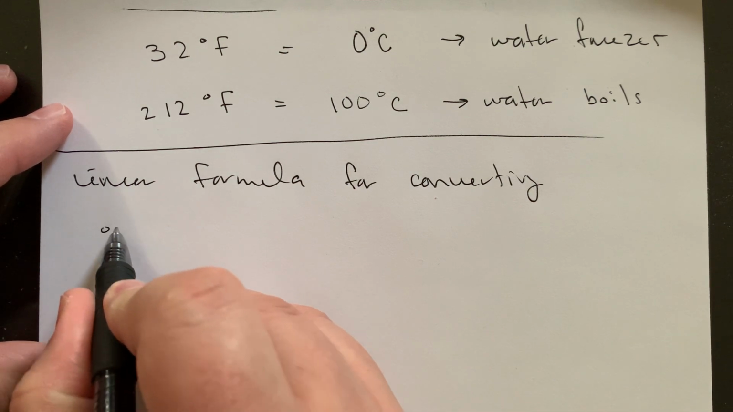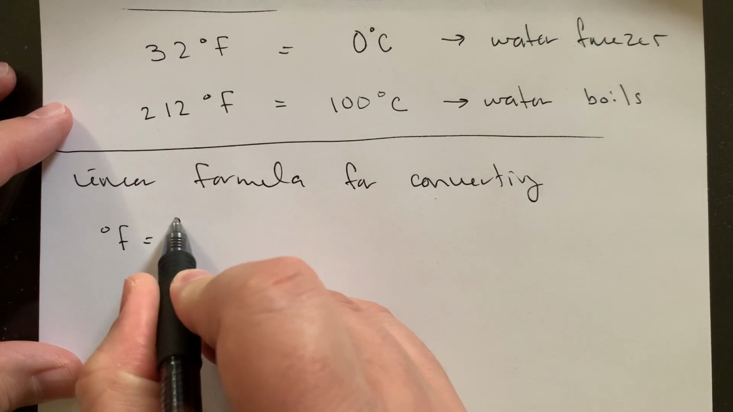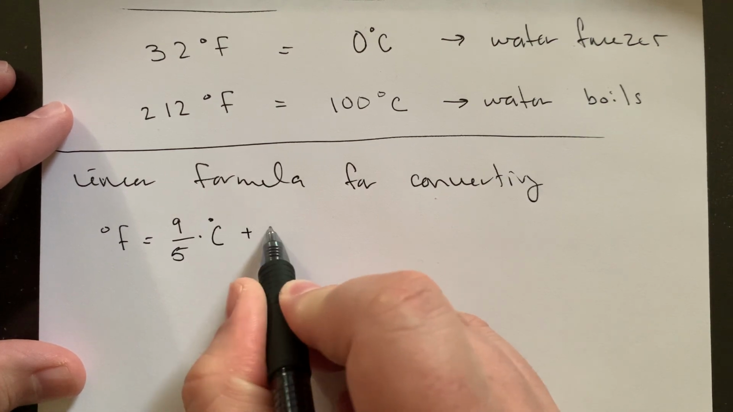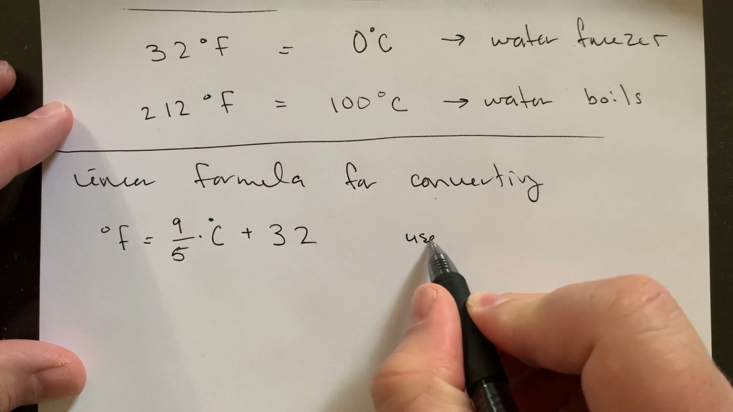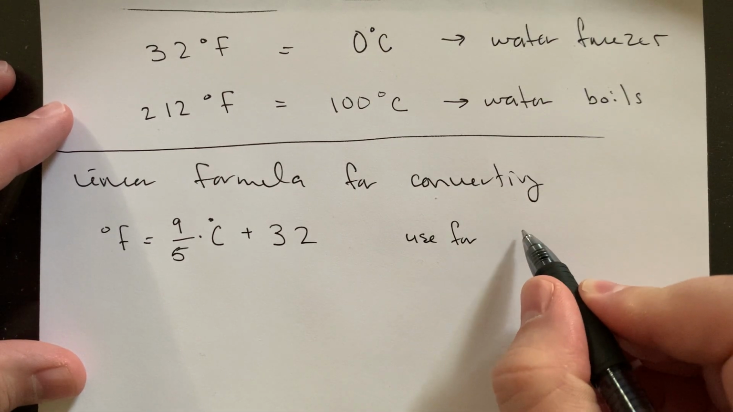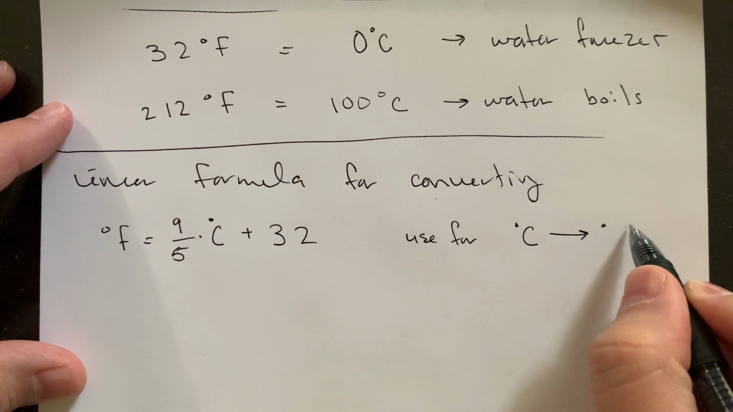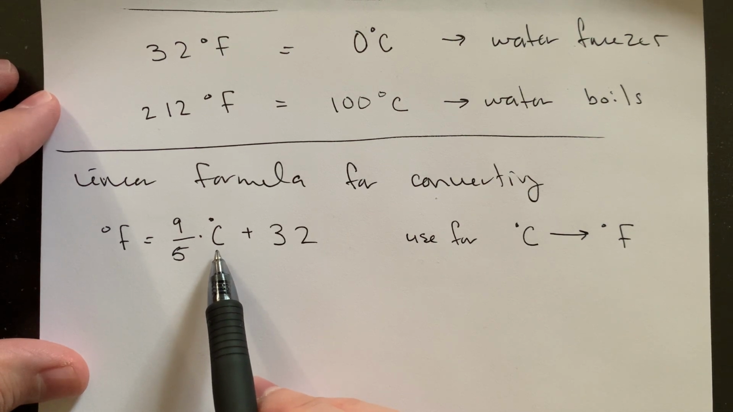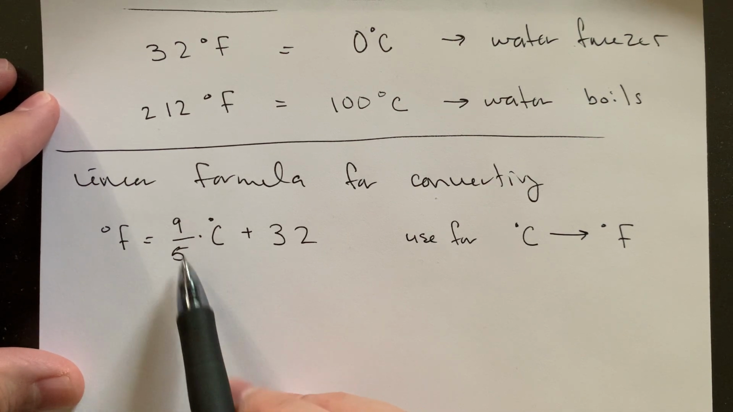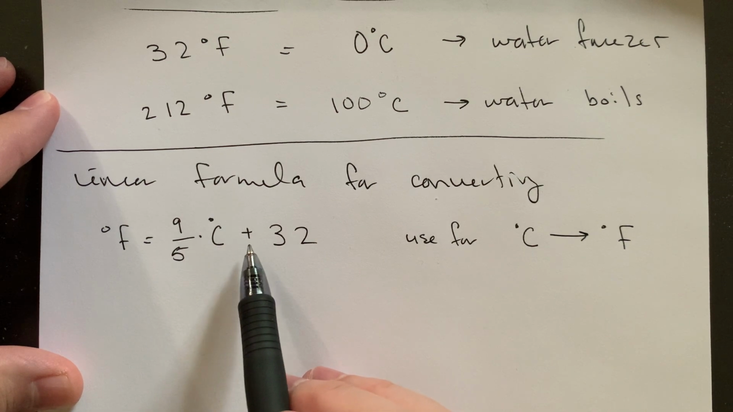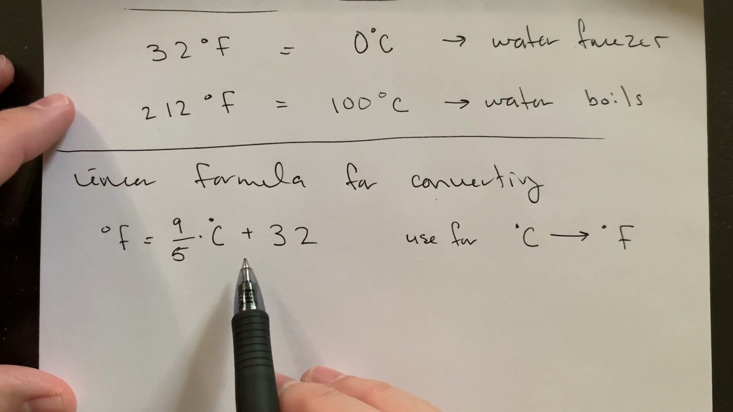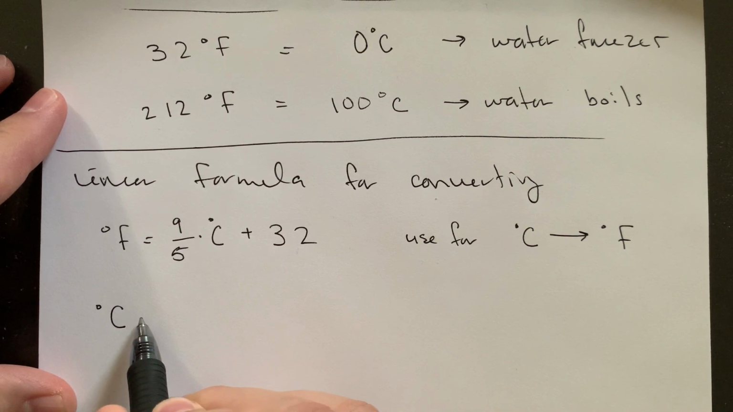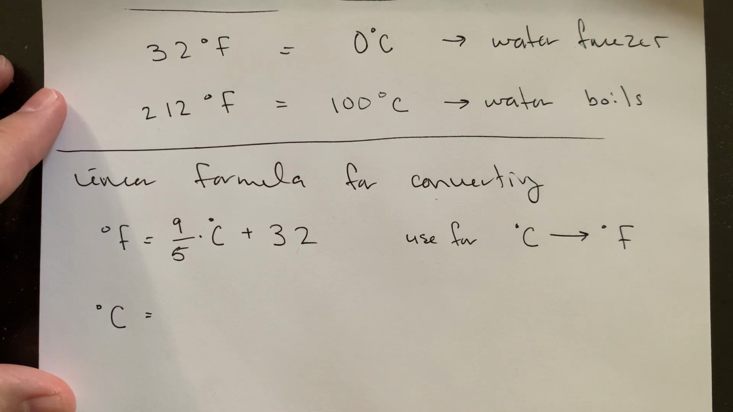So version 1 would be degrees Fahrenheit is equal to 9/5 times degrees Celsius plus 32. So that's going to be used for conversions from Celsius into Fahrenheit, right? So the idea is you plug in whatever your degrees Celsius are into the formula, multiply by 9 over 5, it's a little fraction work, and then add the 32, right? So that's version 1. The second version would be flipping this around and getting a formula that would convert you from Fahrenheit into Celsius.